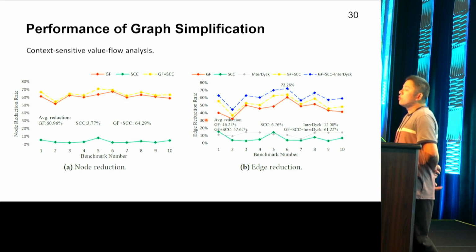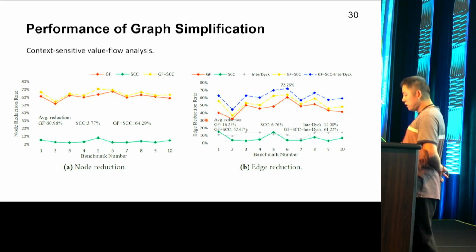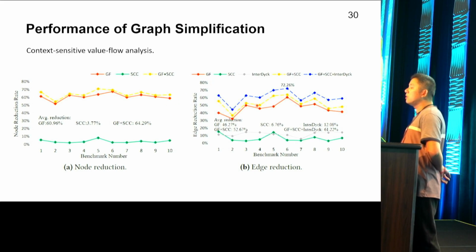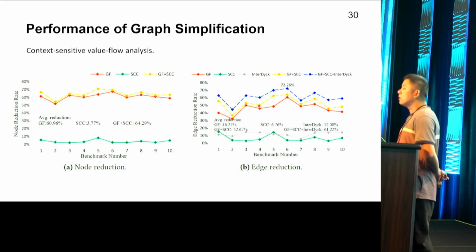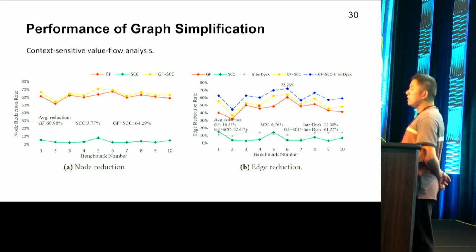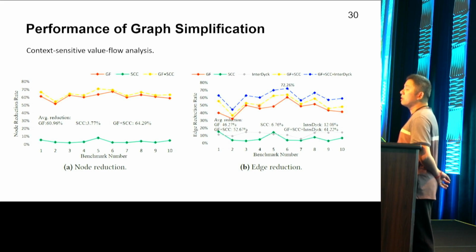This slide shows the performance of graph folding on the first client application, value flow analysis. The left figure shows the node reduction, and the right figure shows the edge reduction. The red curve shows the performance of graph folding. On average, we can achieve an edge reduction of 46%. Because the three algorithms are orthogonal to each other, we can combine everything. If we combine everything, we can achieve an edge reduction rate of 61%.